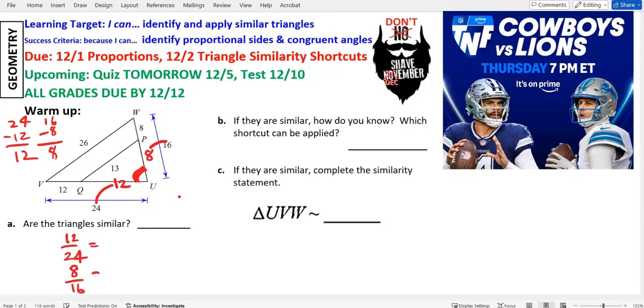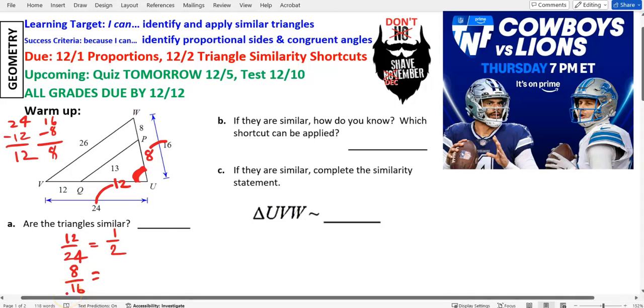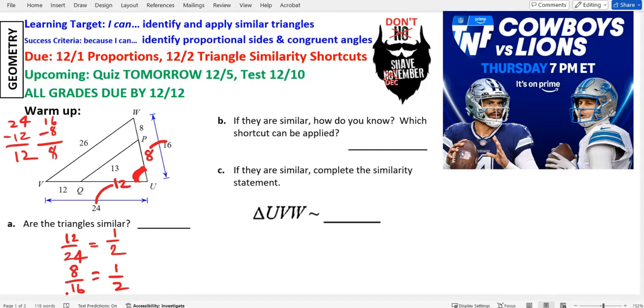What do these fractions equal? 12 over 24. If you type it into Desmos, you'll get 0.5. You can turn it back into a fraction. It's 1/2. 8 over 16, reduce it. It's also 1/2. So are these sides proportional? Yes, they're the same fraction. Okay, small to big, same fractions. So are they similar? Yes.